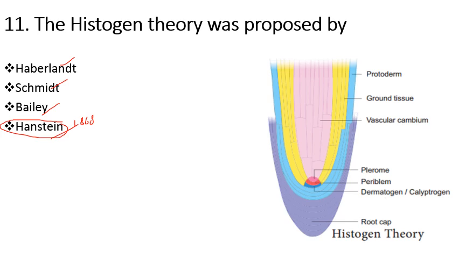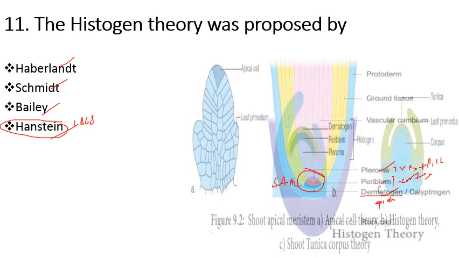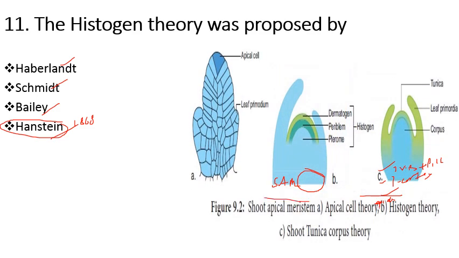And according to this theory, this apical region, that is shoot apical meristem or root apical meristem, consists of three layers, that is dermatogen, periblem and plerome. This dermatogen gives rise to epidermis, that is the outermost layer. And the periblem will give rise to the cortical region, inner to epidermis. Then next comes plerome, and this plerome gives rise to the vascular bundle or pith region. Mostly we study this histogen theory and other theories in shoot apical meristem.